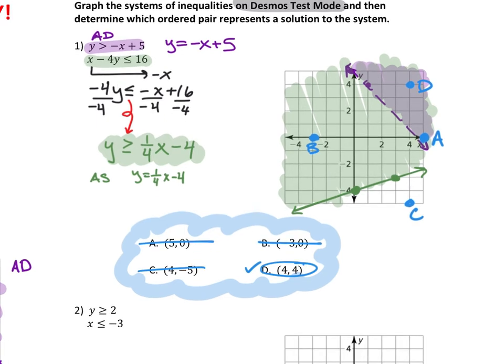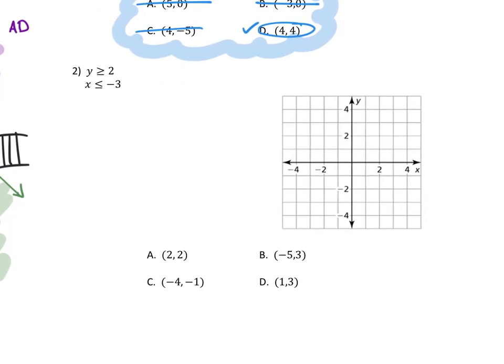Let's look at the last one here, number 2. It says that the inequalities are y greater than or equal to 2 and x less than or equal to -3. Now remember, Desmos won't graph these unless you put an equal sign. So if you needed assistance graphing these, you could actually type in y equal 2 and x equal -3, and Desmos would graph just the lines for you. You have to remember the inequalities.